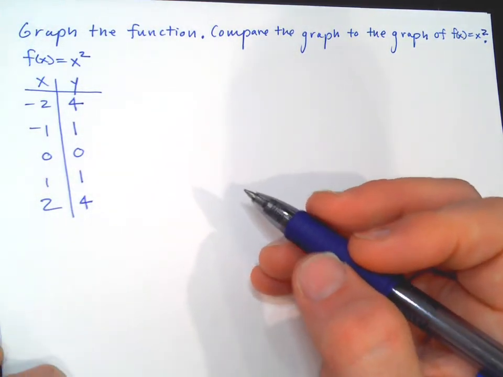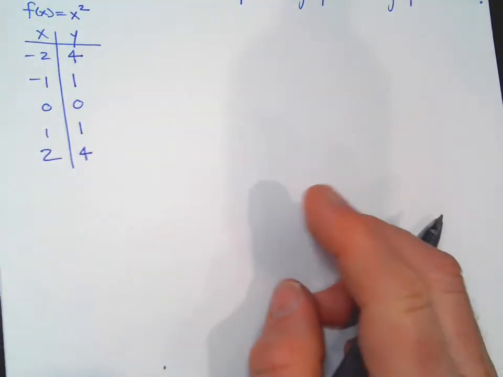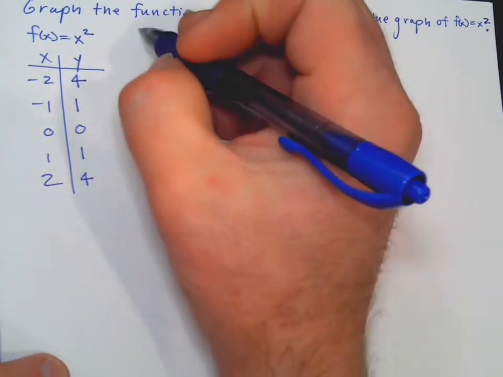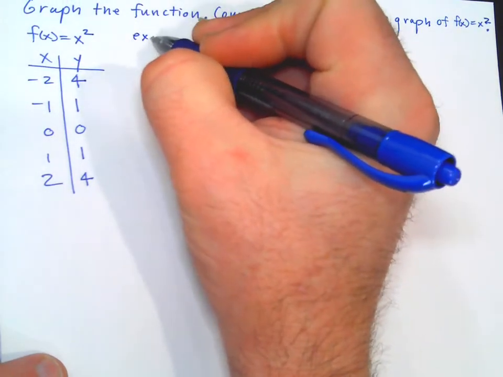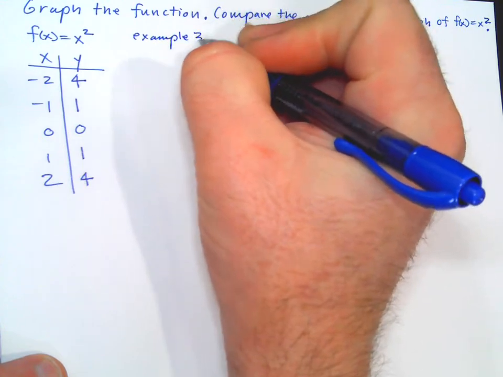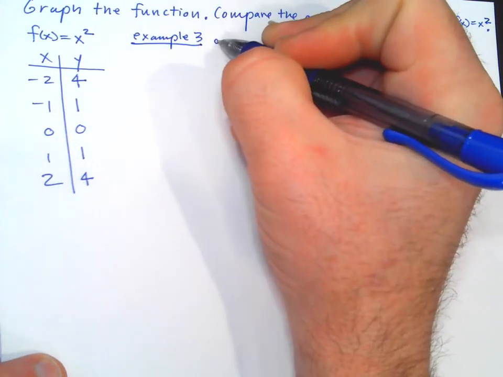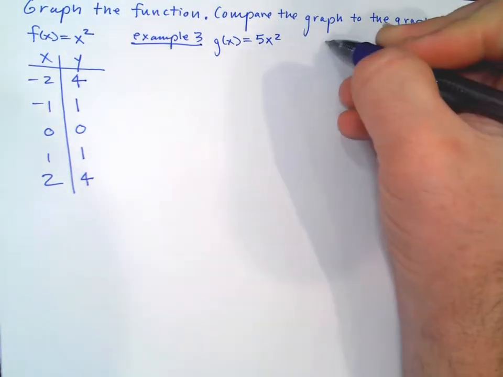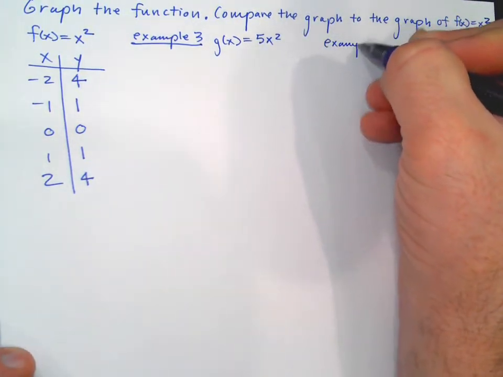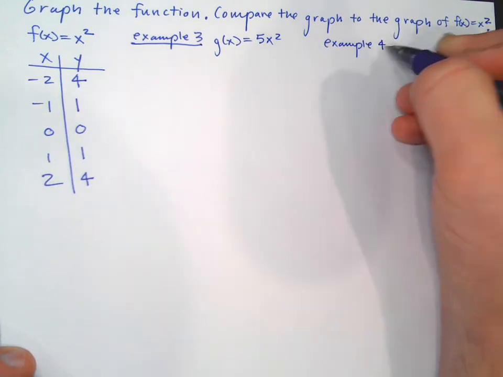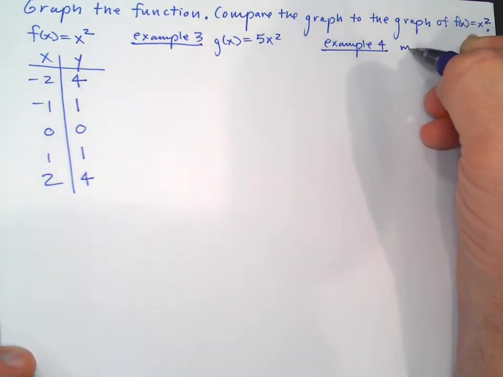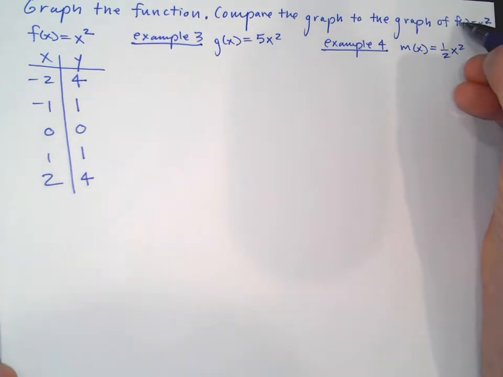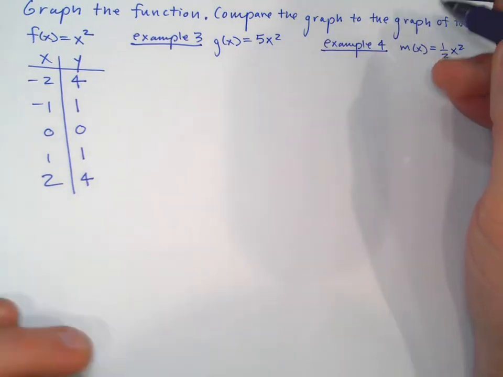And we're going to graph that for each of these problems so that we can compare it. So example 3 is going to be g(x) equals 5x squared. And then example 4 is going to be m(x) equals 1/2 x squared. So it doesn't have to always be an f in front. They use other letters sometimes too.